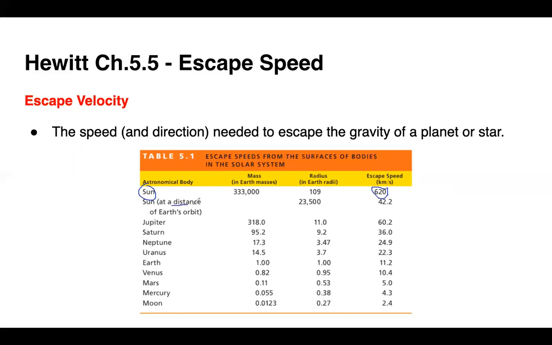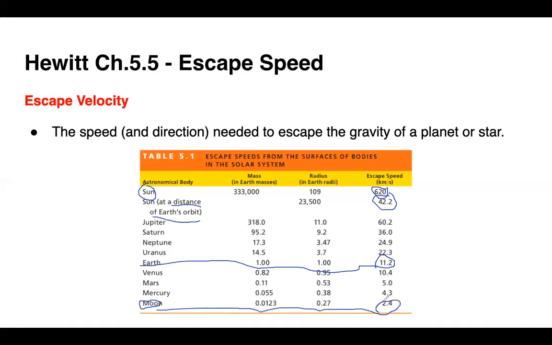Now, luckily, we are a huge distance away, and so that has reduced the sun's gravitational influence, right? So that's just the 42.2. There's Earth right there, what we were just talking about. You've got to have 11.2 kilometers per second to get off of the surface of the Earth. And what I think is interesting is then look at the moon, right? The moon has a very low required escape velocity, right?